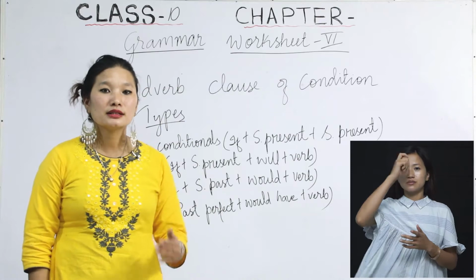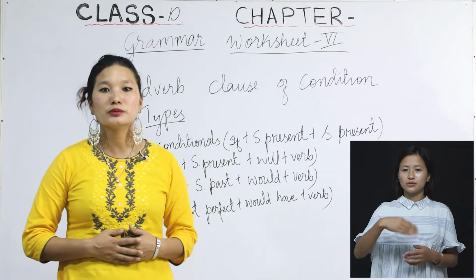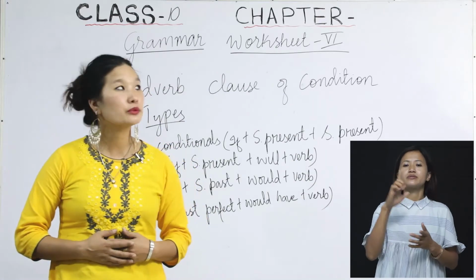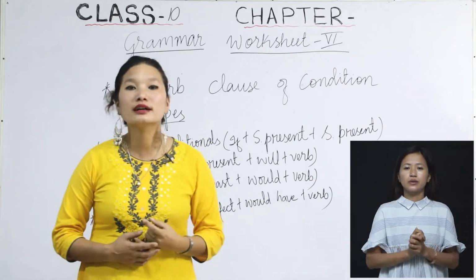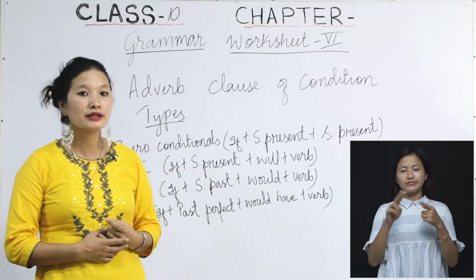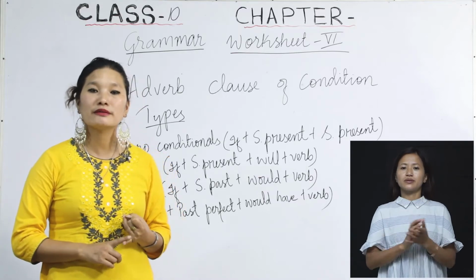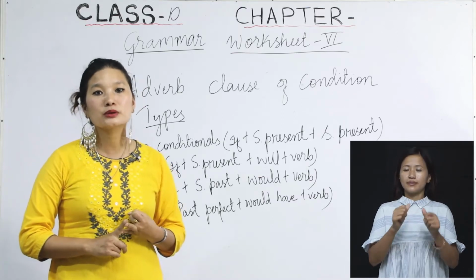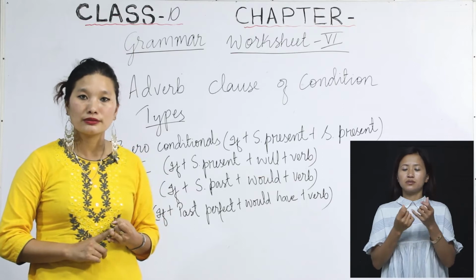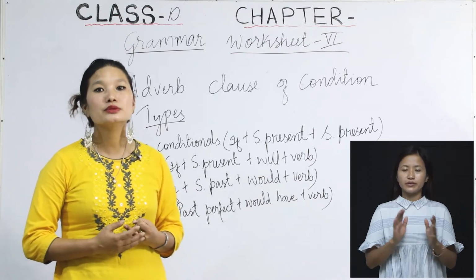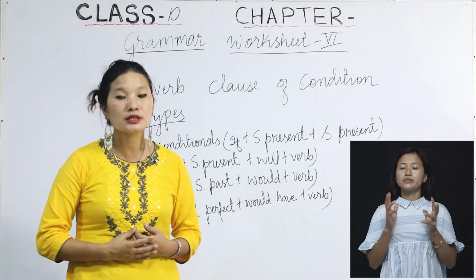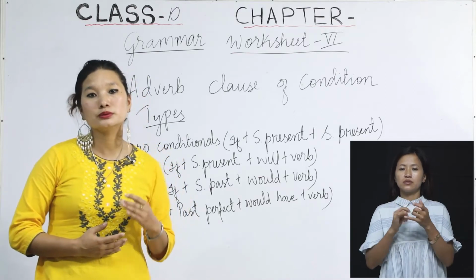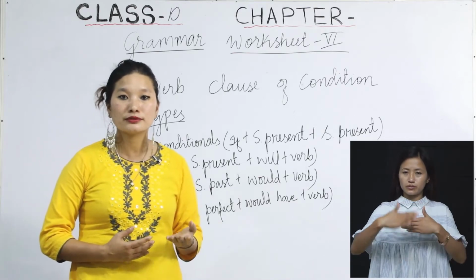This class is going to be in continuation with our previous class, that is Grammar Worksheet 6. We have started with Grammar Worksheet 6. We have done the different types of clauses, right? We have done the noun clause, we have done the adjective clause, which also has defining and non-defining clause under them, and we have also done the adverb clause, but we could not finish the adverb clause, and so today we are going to continue with the topic that we have started.